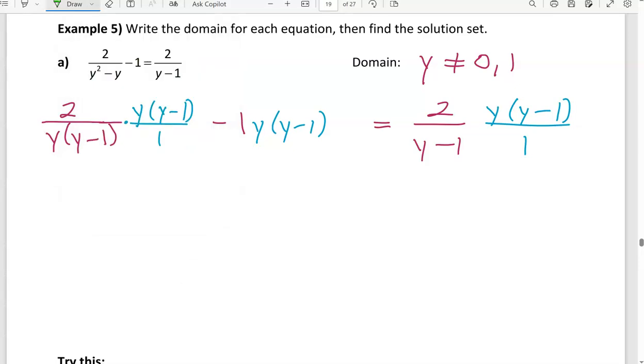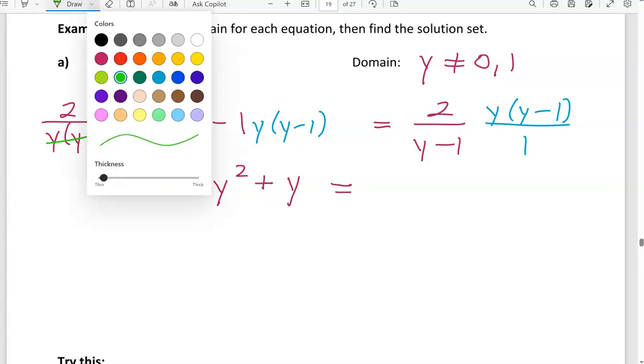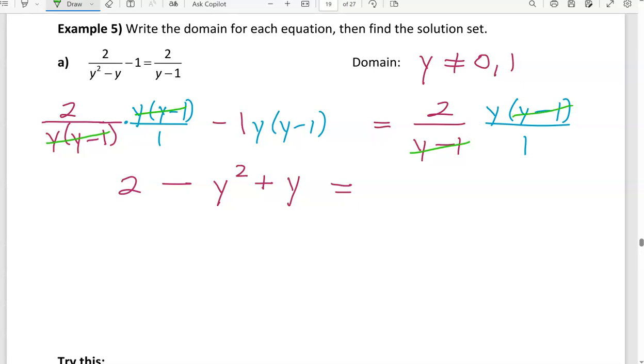Now we're going to cancel some common factors. In the first fraction, all factors cancel. In the denominator, that's just going to leave us with 2. In the second expression, 1, we don't have any factors to cancel since there are no fractions, so we're just going to distribute that negative 1y. So that gives us negative y squared plus y equals, and then on the right, we can cancel the factors of y minus 1, so that's just going to leave us with 2 times y.